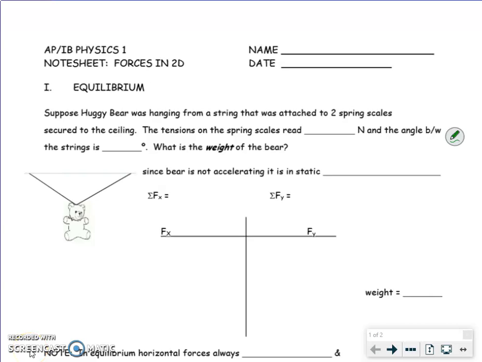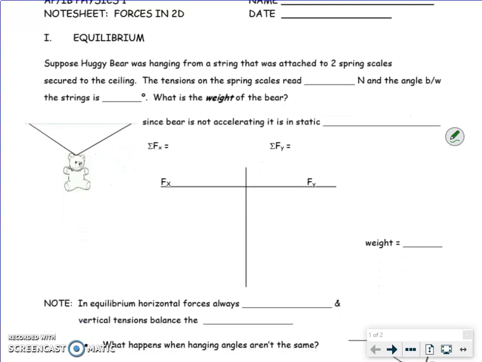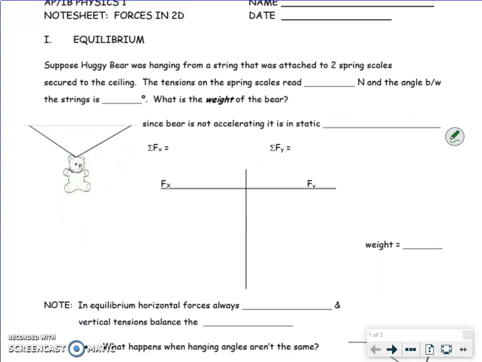Everybody, I'm going to show you how to figure out Huggy Bear's weight based on the tension vectors that we saw in class. And if you didn't see them in class, I'm going to remind you. We hung Huggy Bear from strings secured to the ceiling. The tensions on the spring scales were 33 newtons, and the angle between the strings, I believe, was 110 degrees. And we wanted to figure out what the weight of the bear is.